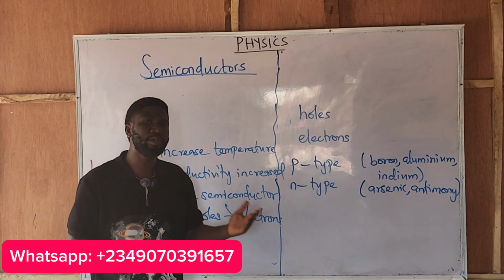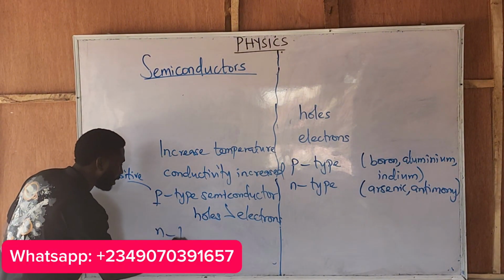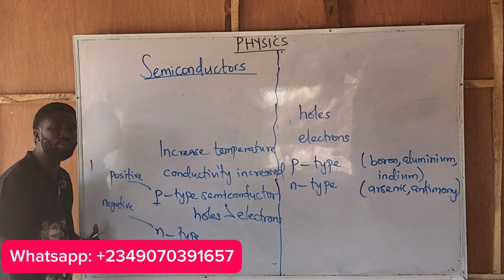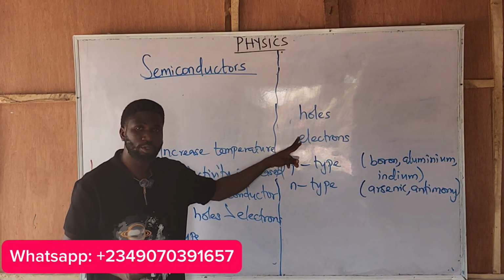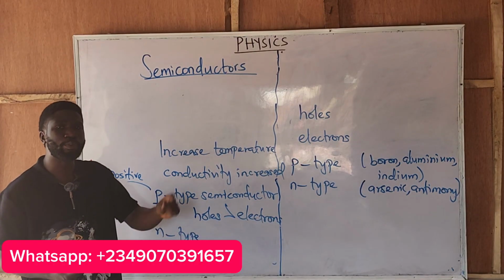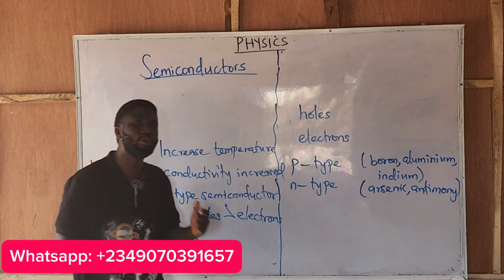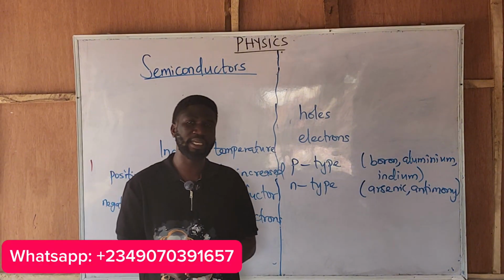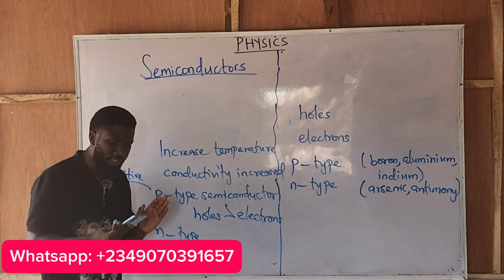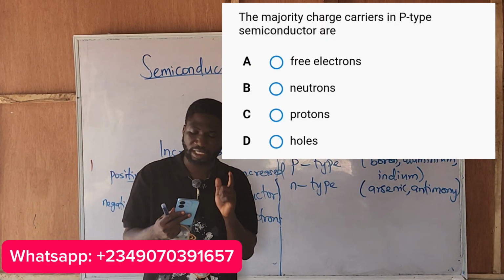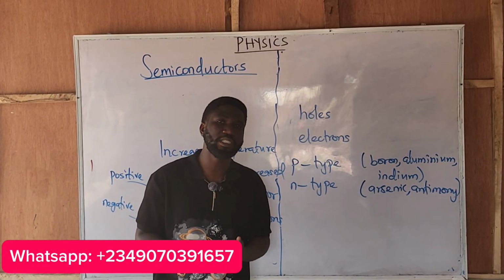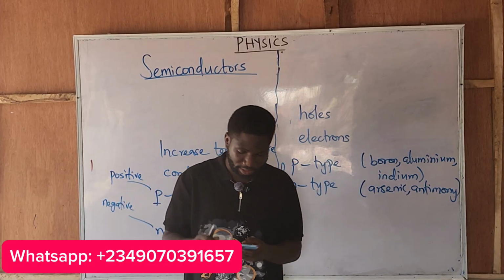But for the n-type, the N here is negative. And which of the carriers is negatively charged? It is the electrons. So for the n-type semiconductor, the number of electrons is more than the number of holes. That means electrons are the major carriers, and the holes are the minor carriers. That is for the n-type. So the question asks for the major carriers in a p-type semiconductor. They are the holes.